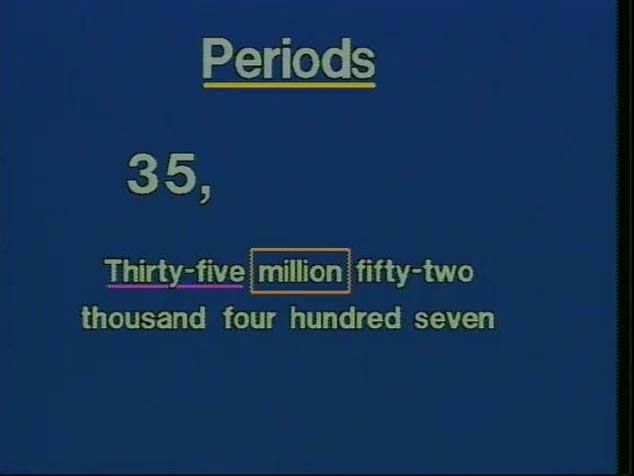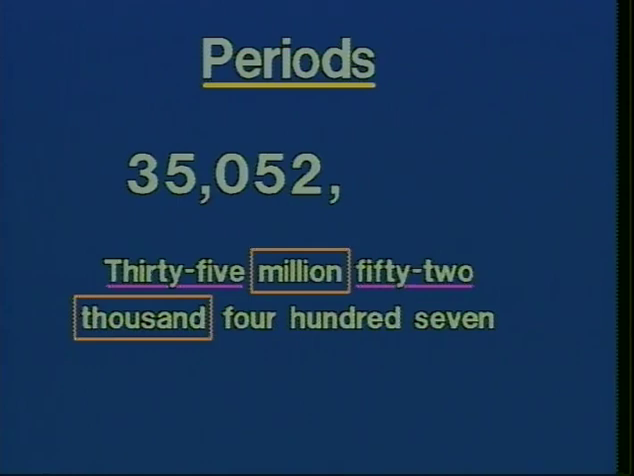We just follow up with writing numbers. And the next thing we look for is the next period name, and that's the thousands period. The number in the thousands period is 52. So we write 52 in the thousands period and then another comma.